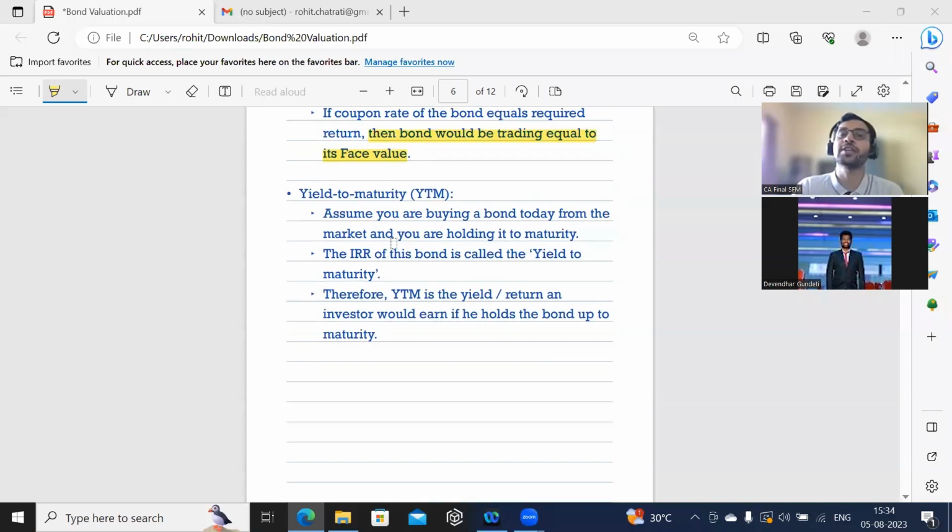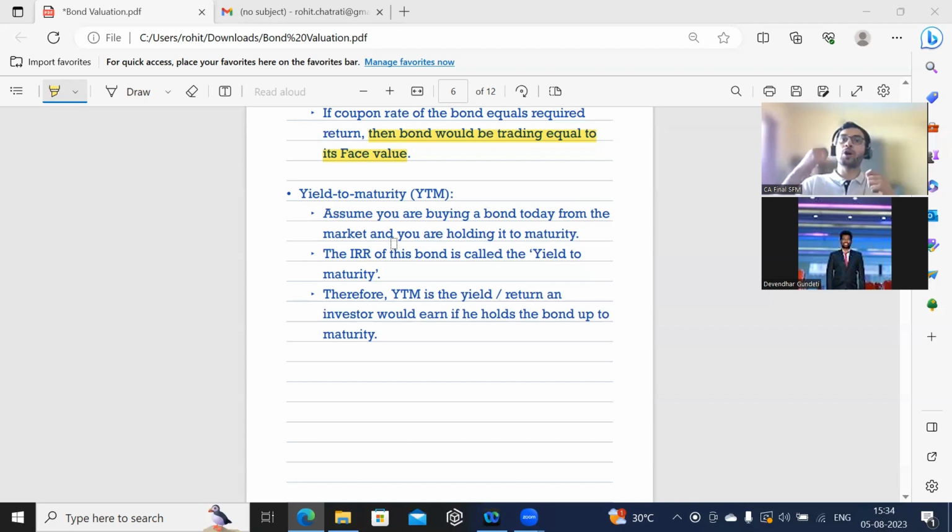All right. Moving on to the next concept, which is yield to maturity, or YTM. Now, what is YTM? Assume that you're buying a bond today and you're holding the bond up to its maturity. Let us say maturity is 10 years. The return that you're going to get on this bond, or the IRR of this bond, is called the yield to maturity. The word yield is nothing but return, so yield to maturity means return up to its maturity.